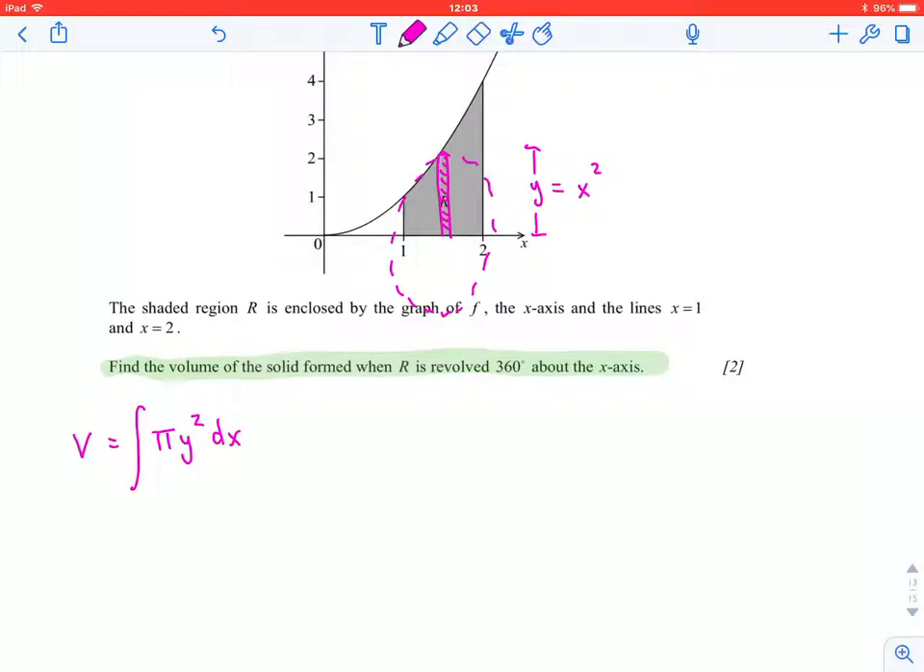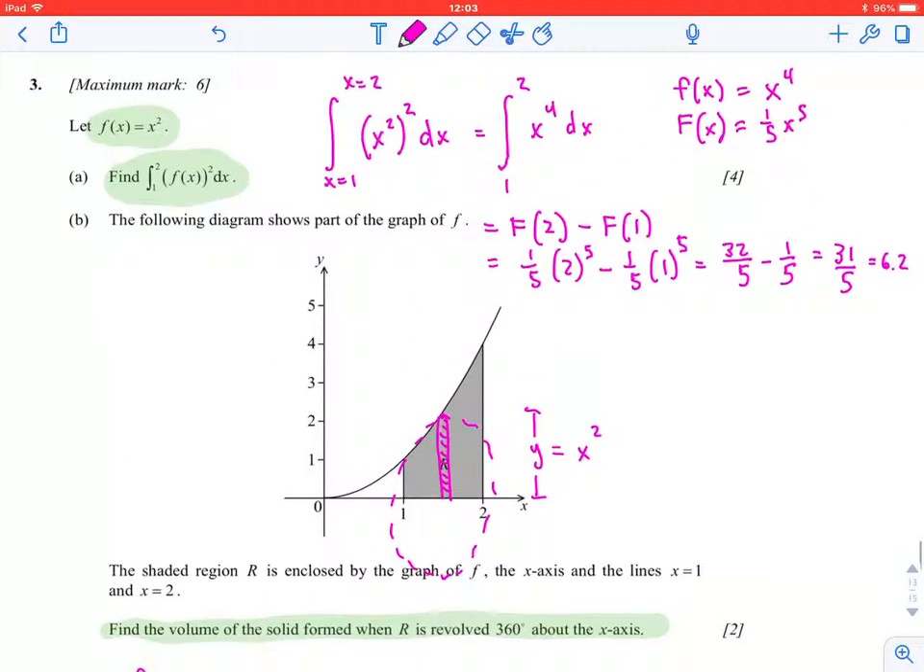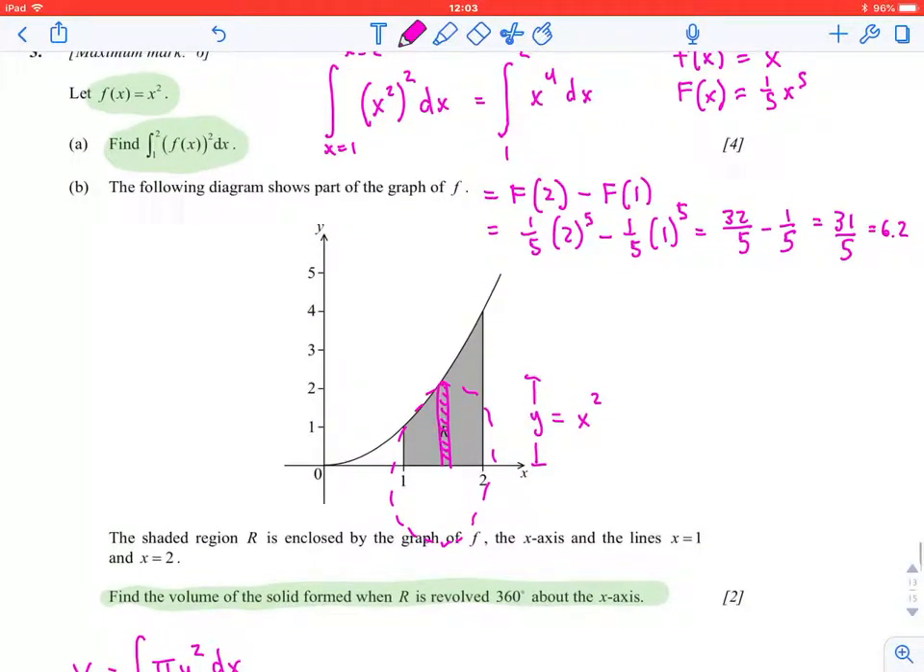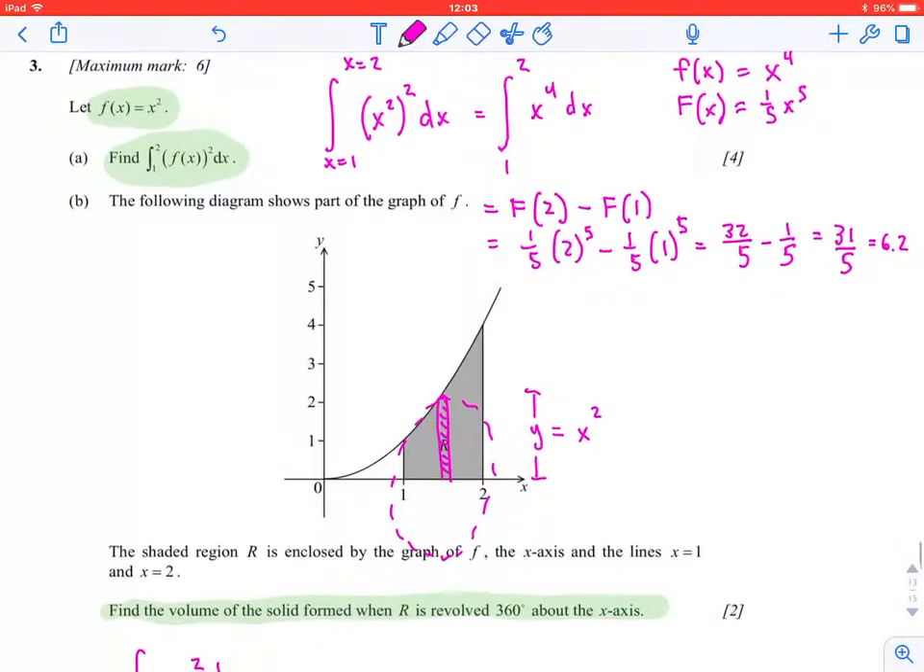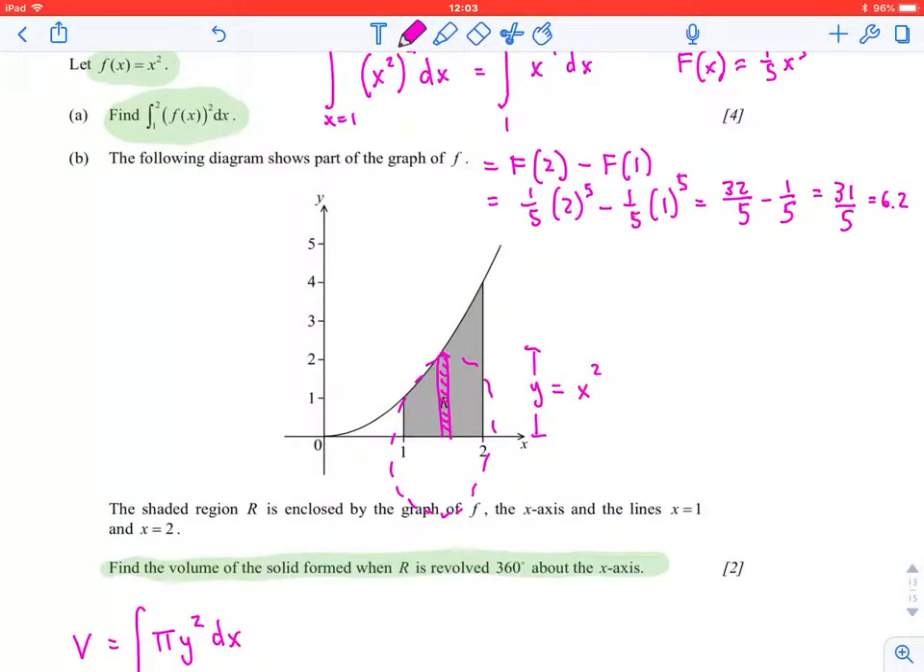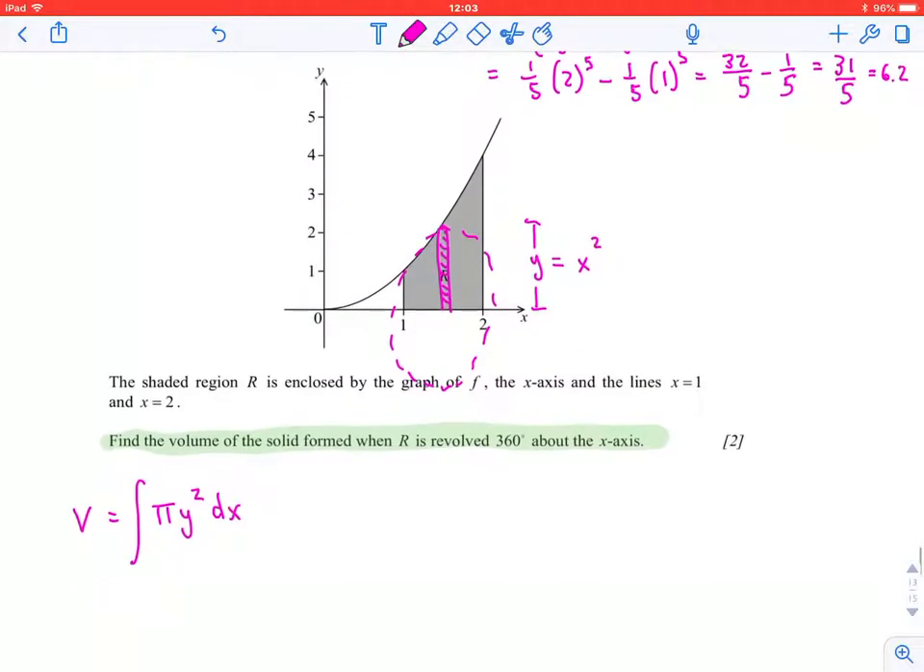This region right here, yes, I was right the first time. So this is just going to be y squared. And our x values are again going from x equals 1 to x equals 2.